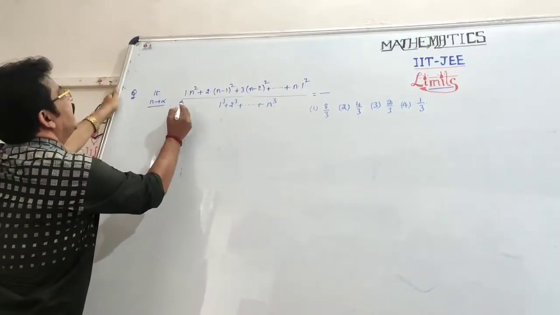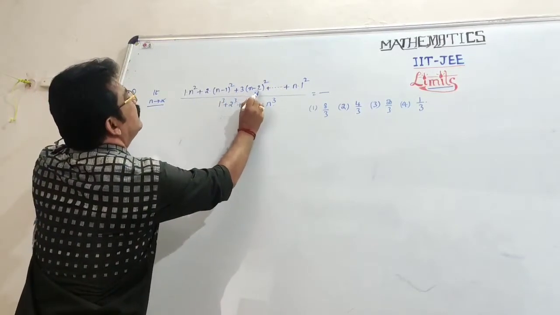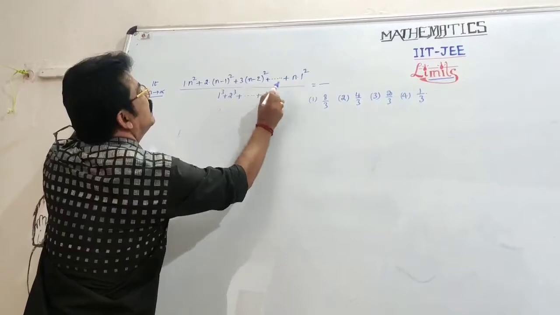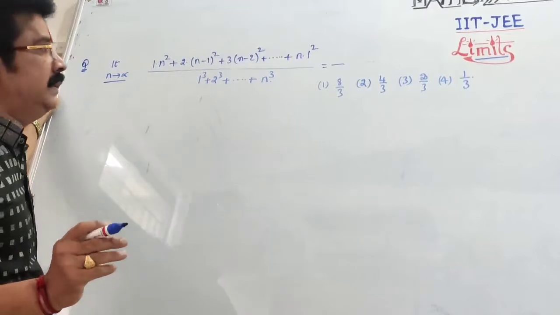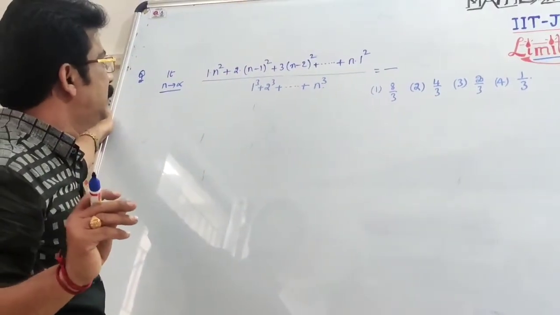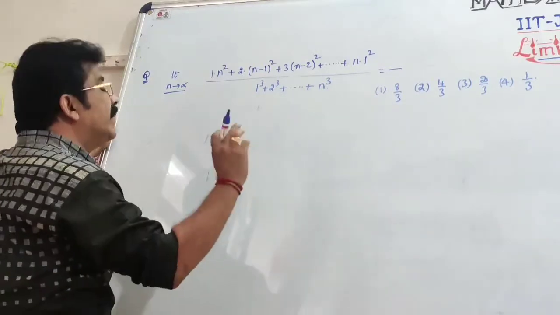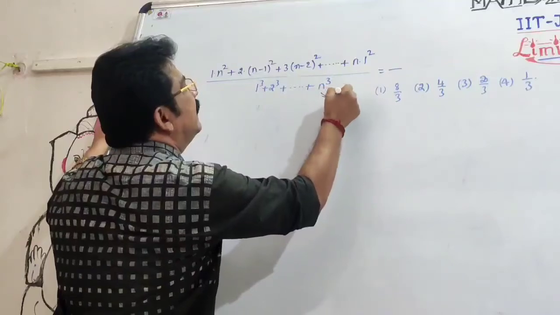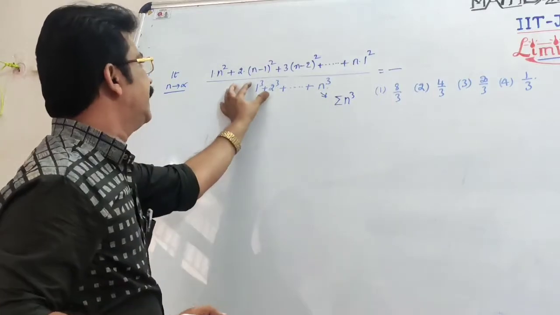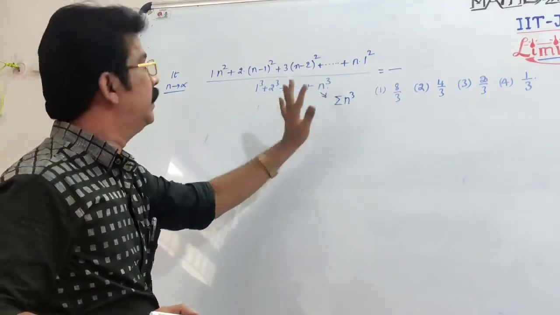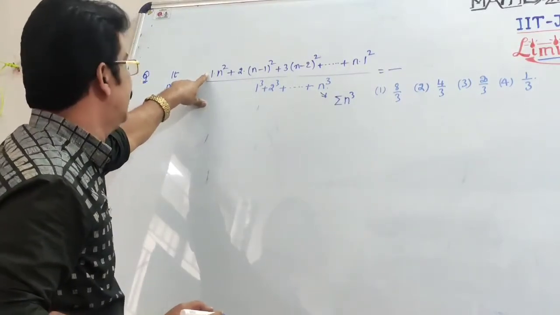Limit n tends to infinity, (1 into n square plus 2 into (n minus 1) whole square plus 3 into (n minus 2) whole square plus and so on plus n into 1 square) divided by (1 cubed plus 2 cubed plus and so on plus n cubed). Okay, first I will try to express this numerator in terms of sigma forms. Why? Because the denominator can easily be written in sigma form, sigma n cubed. Okay, we will try to express the numerator in terms of sigmas.